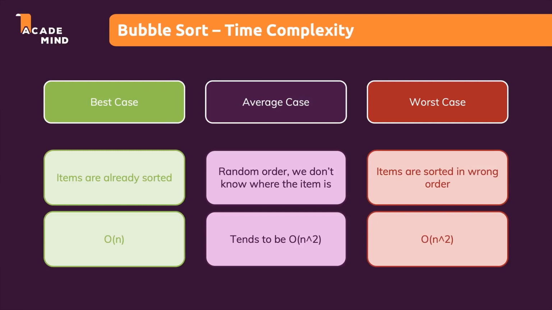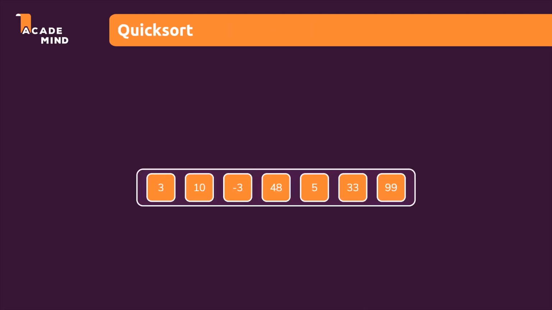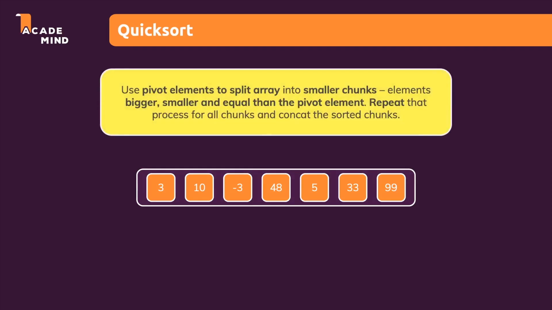We had a look at the bubble sort algorithm, a fairly simple and easy to implement algorithm that tends to give us O(n) squared, so quadratic time complexity. Maybe we can do better, and we can. Let's now have a look at another sorting algorithm which we can apply, and that would be the quicksort algorithm. Now, how does the quicksort algorithm work? It's also a fairly simple algorithm, I can say that, and it will use recursion to sort elements. The idea of the quicksort algorithm is that you use pivot elements to split the array into smaller chunks.